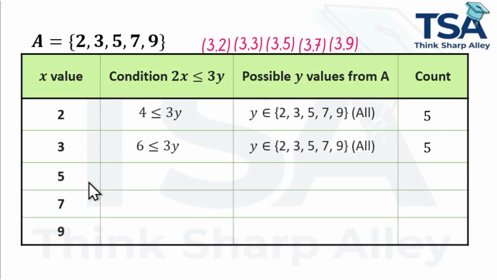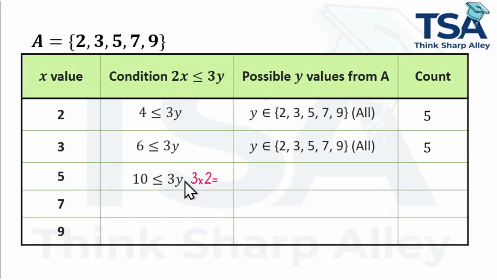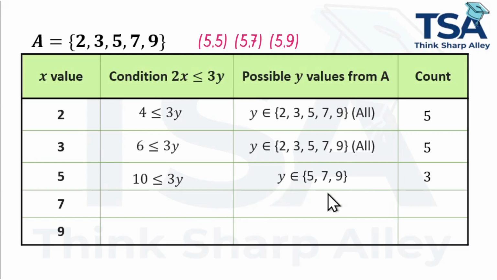Next for x equal to 5, we need 10 less than or equal to 3y. If I put 2, 10 is less than or equal to 6, false. If I put 3, we get 10 less than or equal to 9, again false. If I put 5, I get 10 less than or equal to 15, which means all those y which belong to 5, 7, 9 satisfy the condition, and hence I get 3 such pairs from here: (5,5), (5,7) and (5,9) will belong to R.